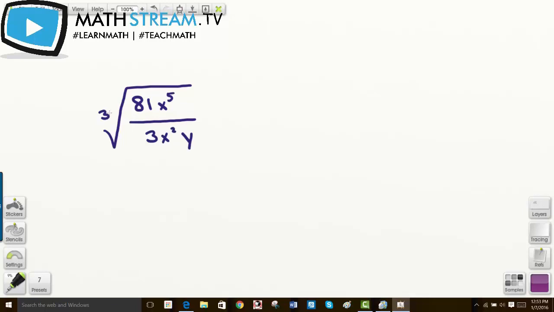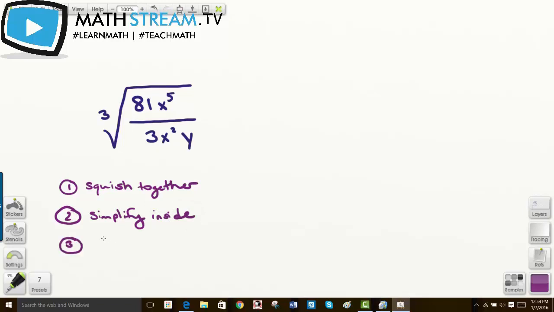So, 81x to the 5th over 3x squared y. Now remember we had 3 steps. The first was to squish together if we have more than one root. Second is to simplify underneath the radical, simplify inside, and then we simplify the actual radical, or I'll say solve.